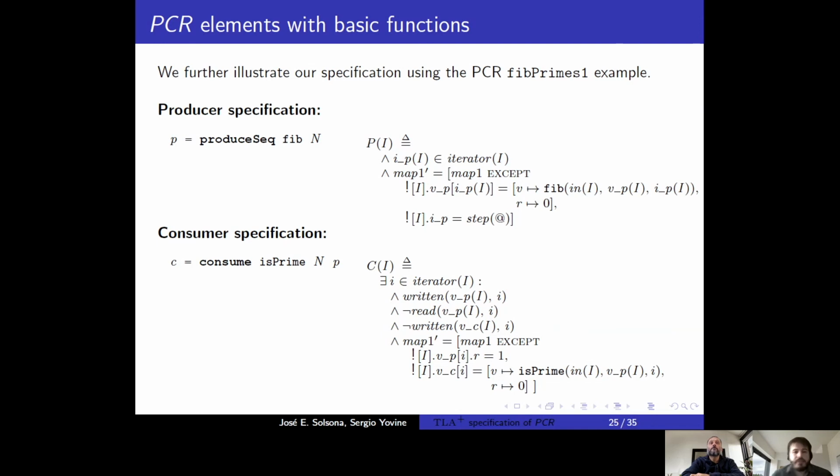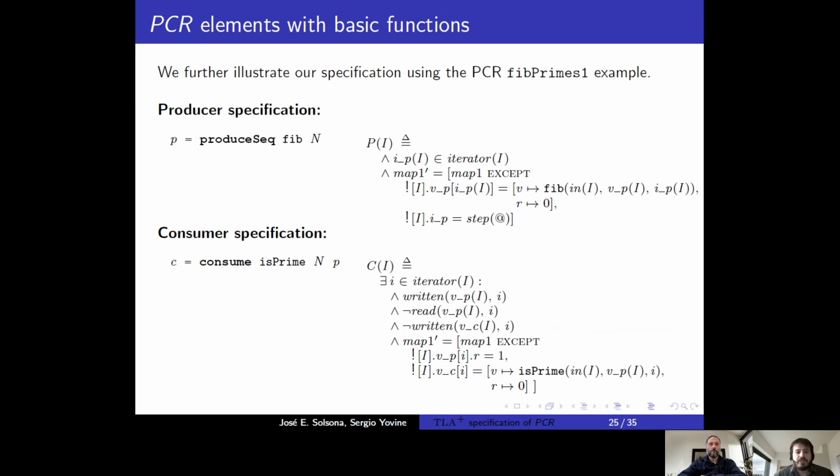At the left, we have the PCR syntax, and at the right, we have the corresponding TLA+ specification. Action P at some index always requires the EP variable to be in the iterator and updates the context mapping accordingly. BP at the EP index is set to the value computed by the basic function fib, and EP is updated to the next value according to the step function.